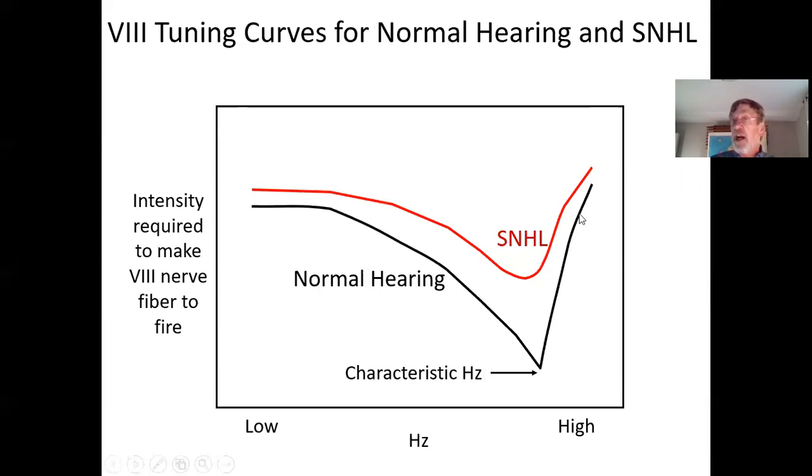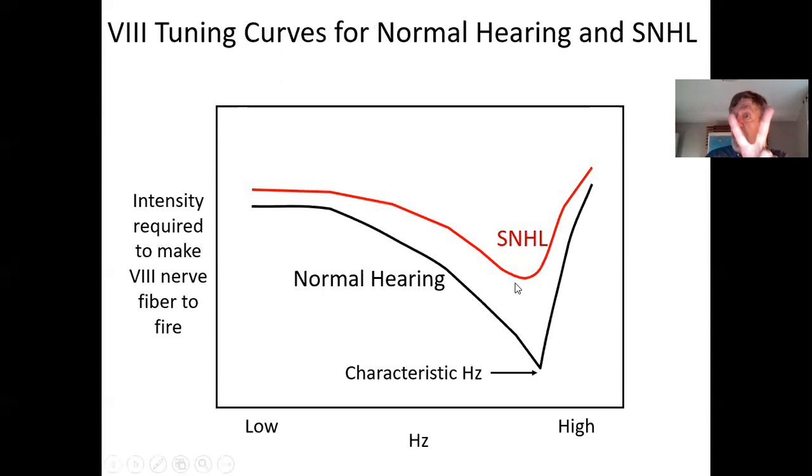And if I try to make that fiber fire with a higher frequency, I have to make it much louder. And when you've got sensory neural hearing loss, because you've lost the sharpness of the traveling wave, you've lost the point on your traveling wave, you've lost your frequency resolution. You can't distinguish between frequencies as well anymore, especially ones that are close together. Now your traveling wave peaks are more dull and rounded, and your tuning curves are also more rounded.